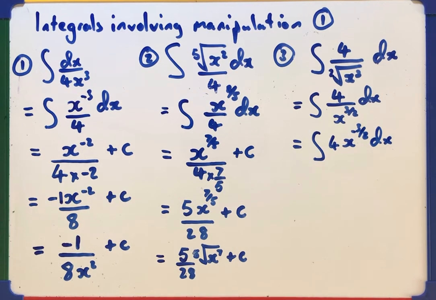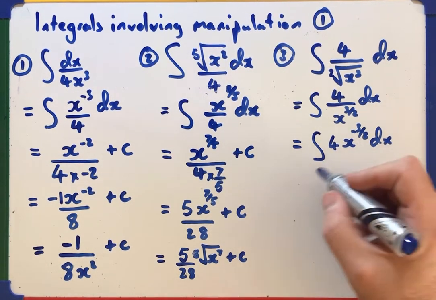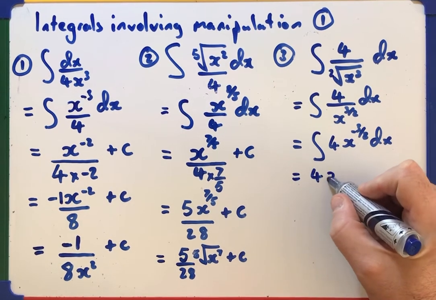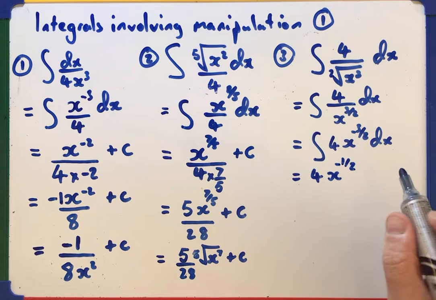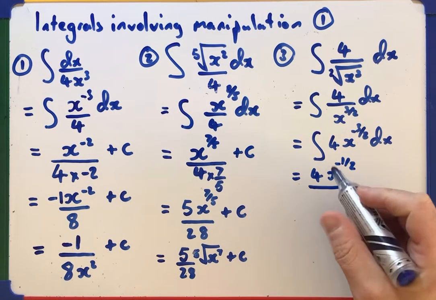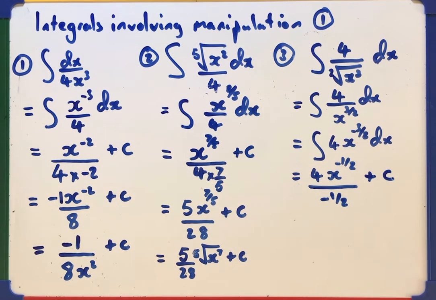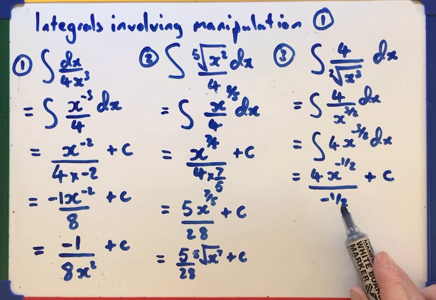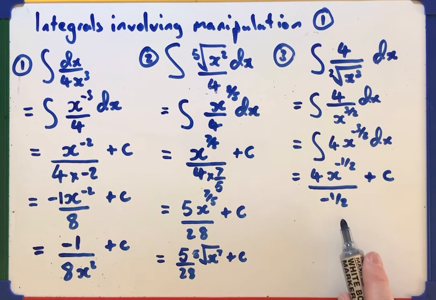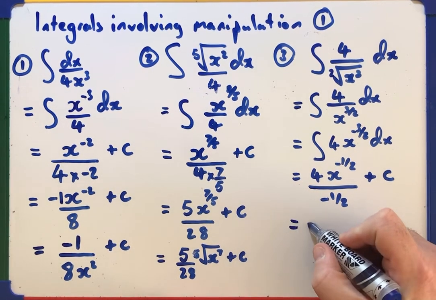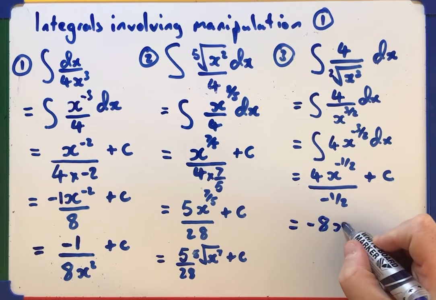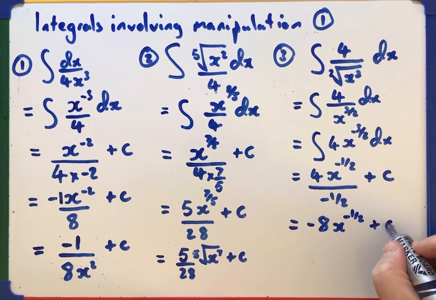Now we can integrate. So remember, we're increasing it by 1. Well, 1 more than minus 3 over 2 is minus a half. Okay, so that would give me 4 x to the power minus a half. Remember, we must divide by the new power, which is minus a half, plus some constant of integration, c. Now, if I divide by minus a half, it's the same as multiplying by minus 2. So that's going to give me minus 8 x to the power minus a half plus c.